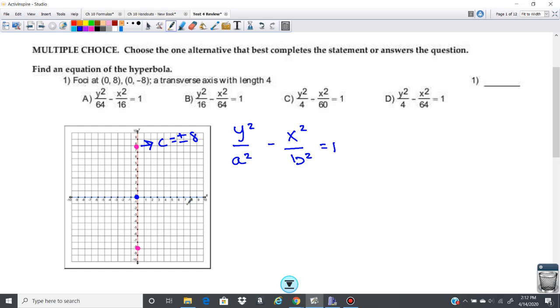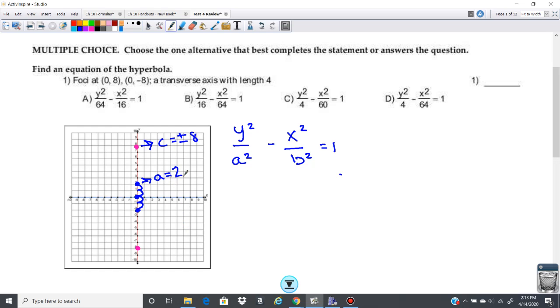We do need to find a, and we can do that with the transverse axis length. The transverse axis length tells us the distance between the 2 vertices. Well, the 2 vertices are going to be equidistant from the center. So equidistant from the center with a length of 4 would be 2 up and 2 down. That would give me a length of 1, 2, 3, 4. So these 2 points here are going to give me my a. And that a is the distance from the center. So a is going to be 2.